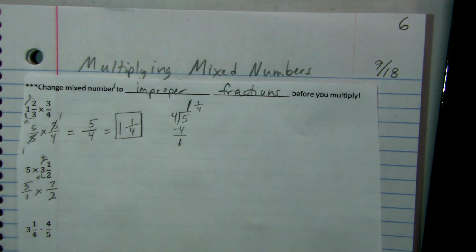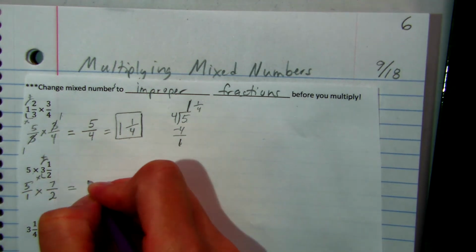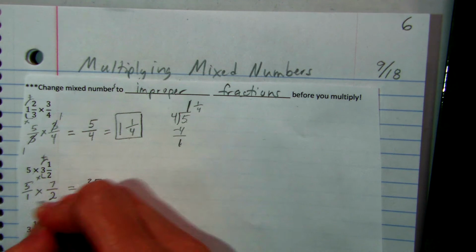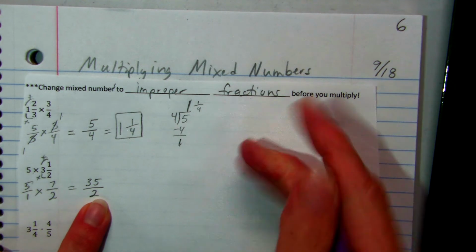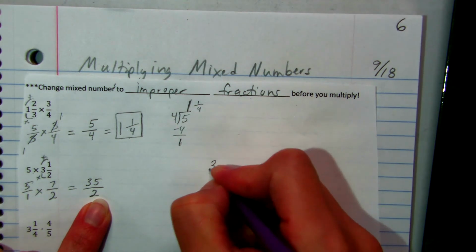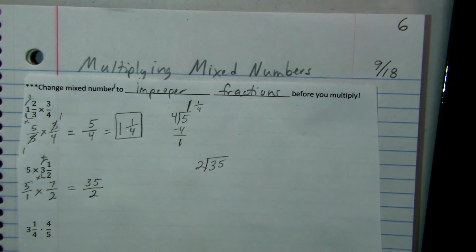You multiply across. So I'm going to have 5 times 7, 35, good, and 1 times 2 is 2. And that's very improper. So we'll just take a second. We've got lots of room over here to do a little scratch work. And we'll divide 35 and 2 and change that back to a mixed number.